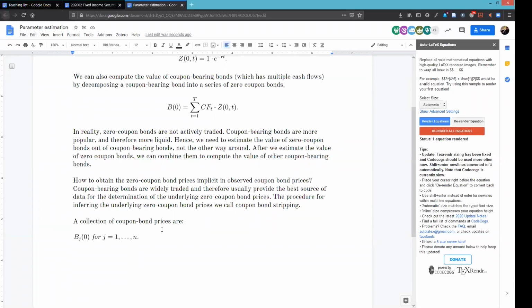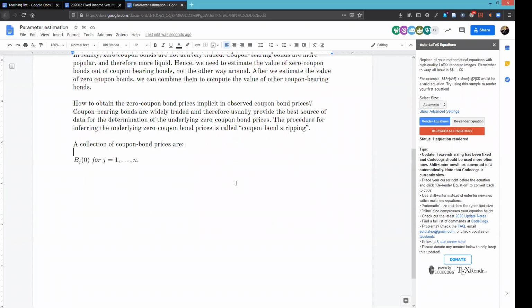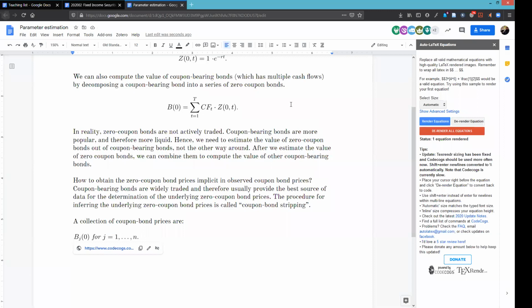So the procedure for inferring the underlying zero coupon bond price is called coupon bond stripping. Okay, coupon bond stripping means the procedure to infer the zero coupon bond price out of coupon bearing bonds. So let me show you how to do it. Suppose we have a collection of coupon bond prices, n number of coupon bearing bonds.